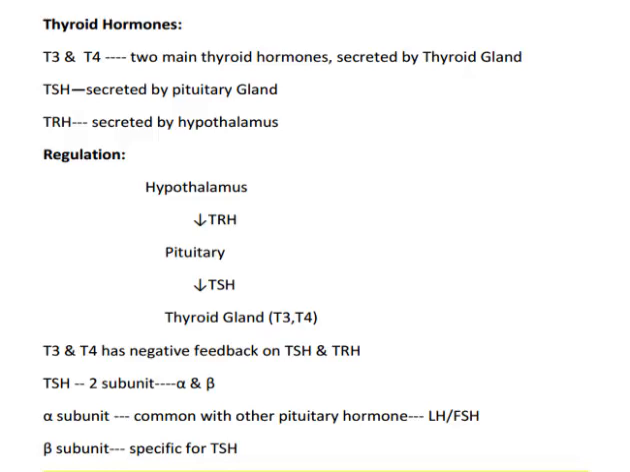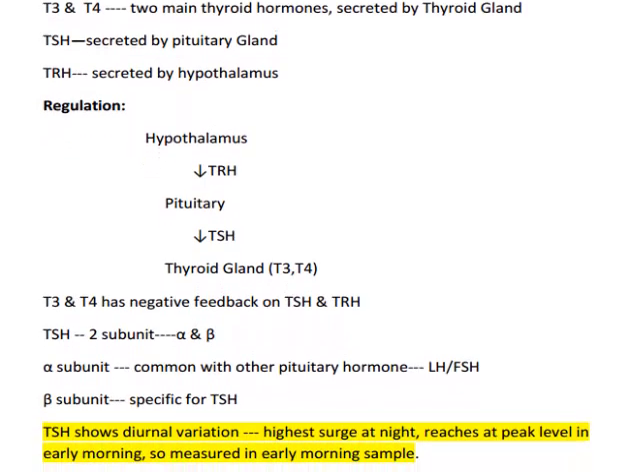Now, when we collect blood for TSH, one thing we should keep in mind: TSH shows a diurnal variation. Now, what is this diurnal variation? It is secreted in a circadian rhythm. At one point it is maximum in blood and at another point it is low. So we have to collect blood at a proper time so that evaluation of thyroid function is proper.